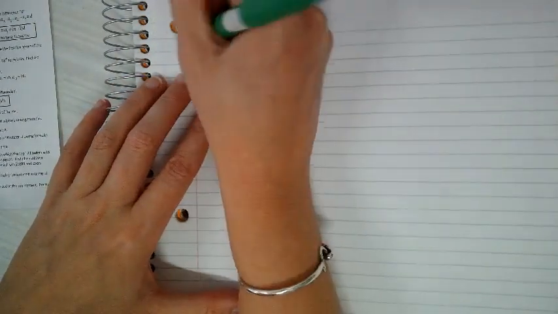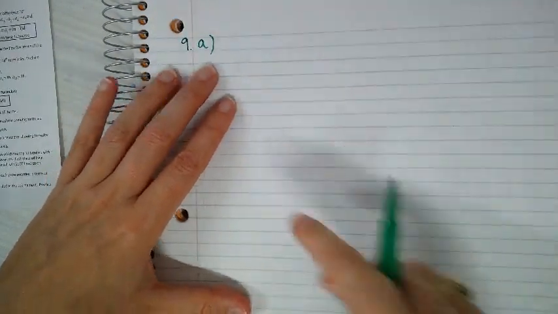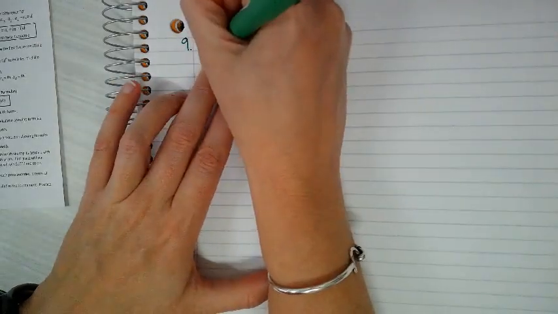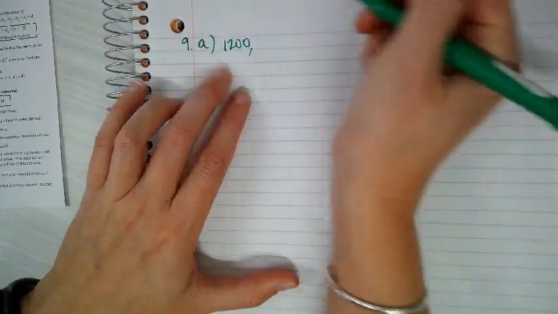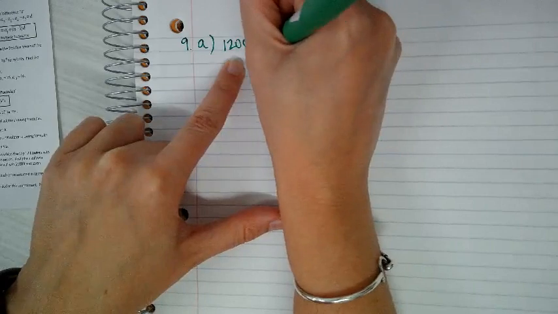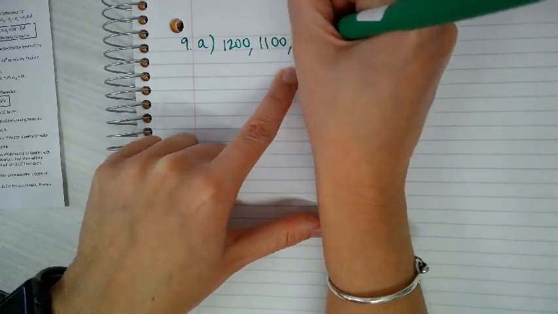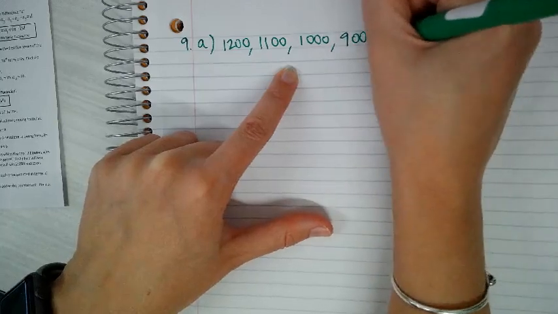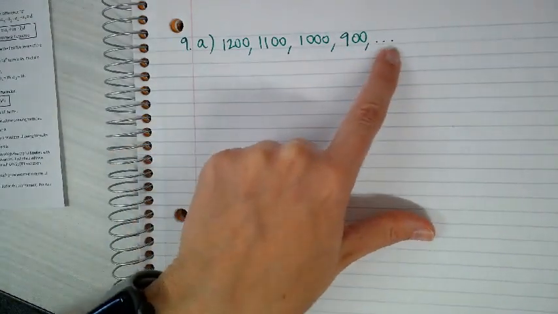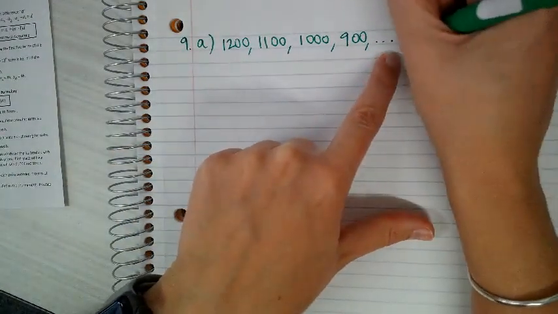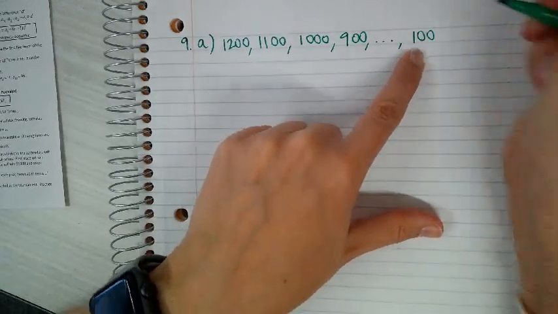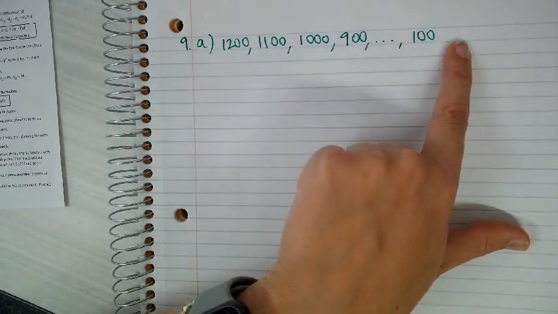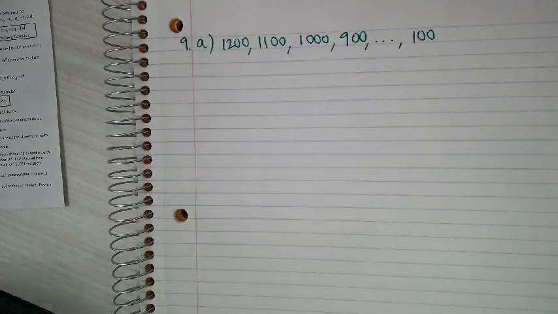So listing the sequence means we're listing the collection of values, of terms. So 1,200, 1,100, 1,000, it's going to keep going, 900, so on and so forth, and then the last number is just going to be 100. Think about, we wouldn't want to list 0, because if you don't win any money, you're not part of the 12 winners, and then of course we don't want to list negative.